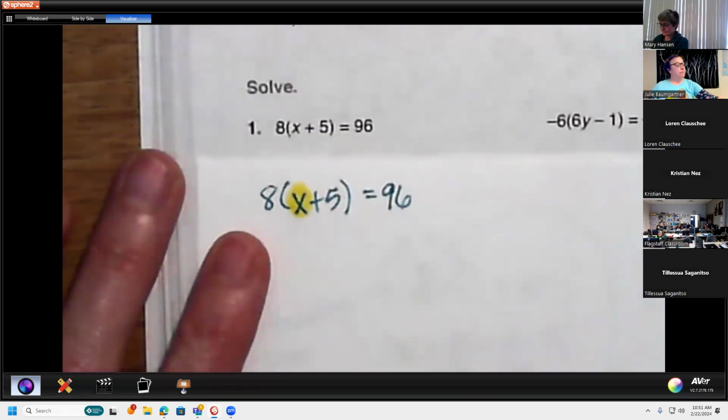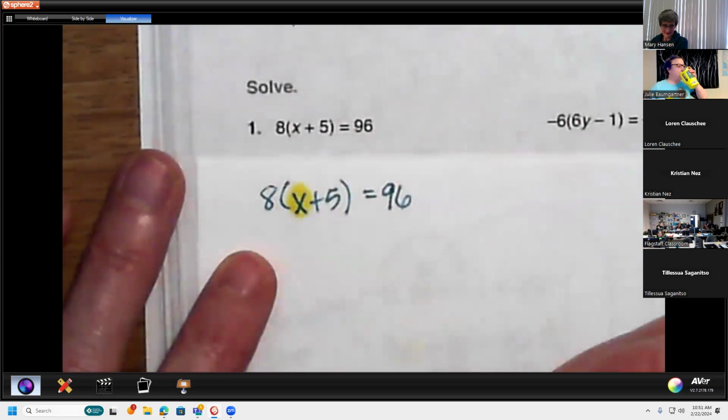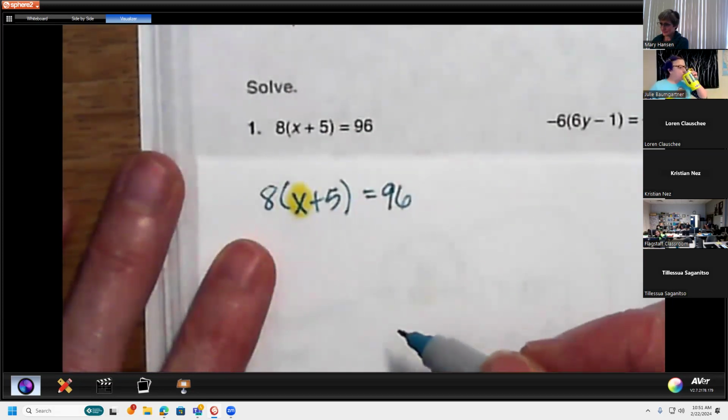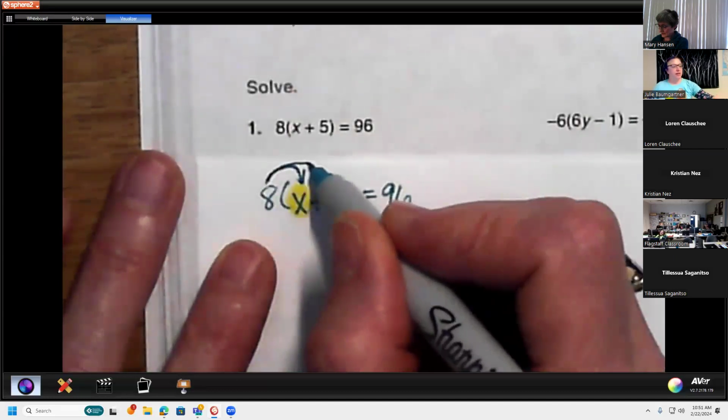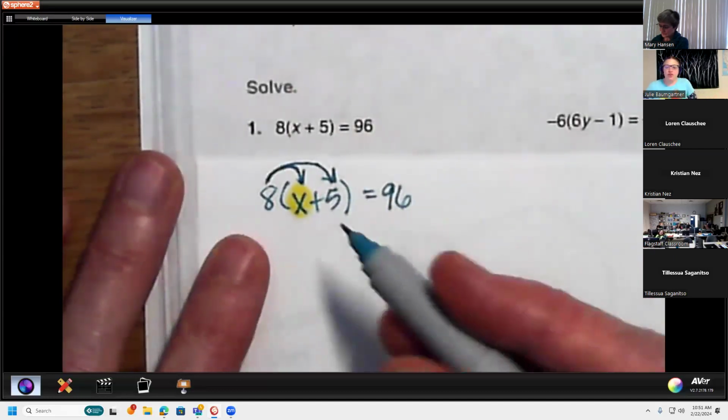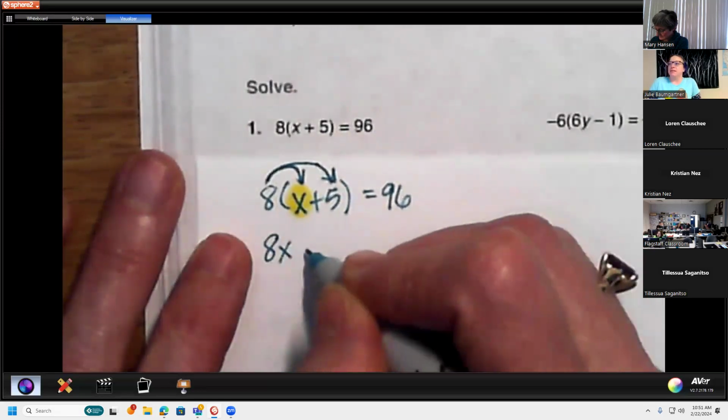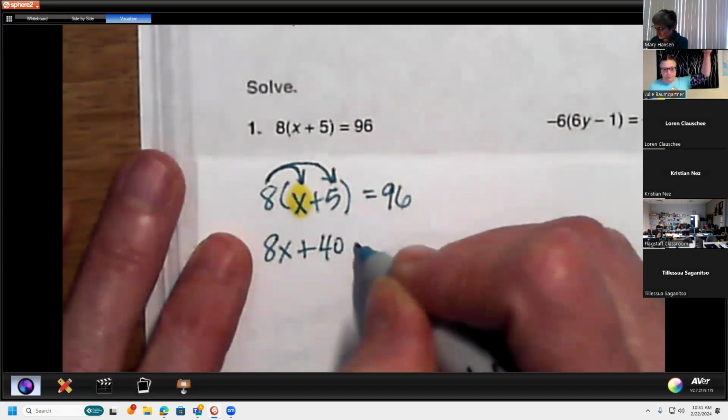Use the distributive property. Okay. What does that mean? Yep, exactly. 8x plus 40. Good. So we're going to multiply the 8 by both terms inside our parentheses. Awesome.